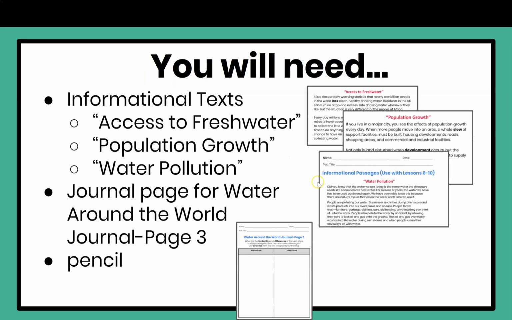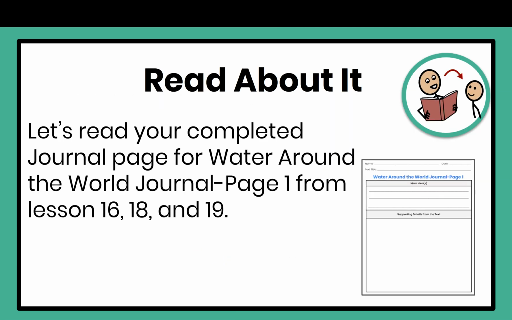You will need access to fresh water, population growth, and water pollution, your journal page 3 for water around the world, and a pencil. First, pause the video and read your journal pages from lessons 16, 18, and 19. You will review the main ideas of the texts and the supporting details for all of those main ideas. Pause the video now and read about it.